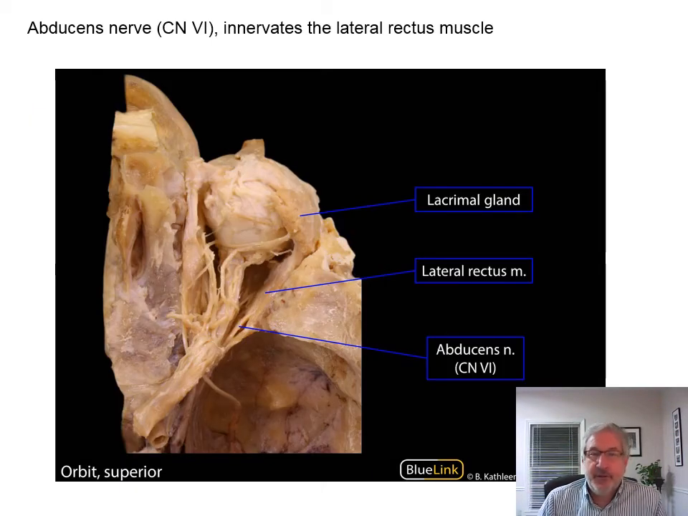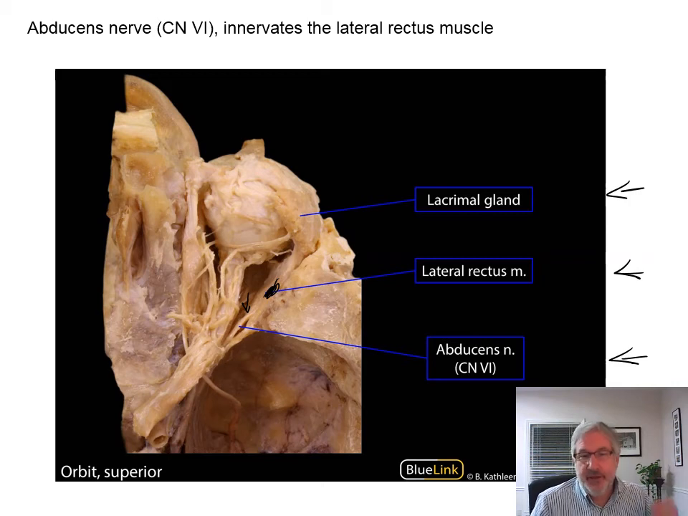Abducens nerve. This is showing the lacrimal gland there, lateral rectus muscle, and the abducens nerve. The abducens nerve is going to come in, so we're looking at the top of the eye and the lateral rectus muscle here, and then the abducens nerve, cranial nerve 6, going right along with the lateral rectus muscle, and it touches the muscle and then innervates it so it can pull the eye to the side.